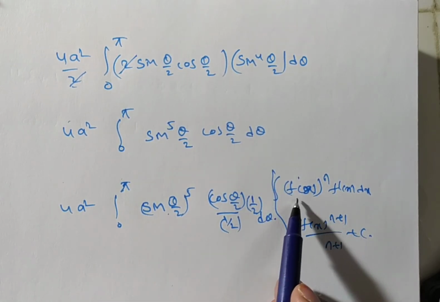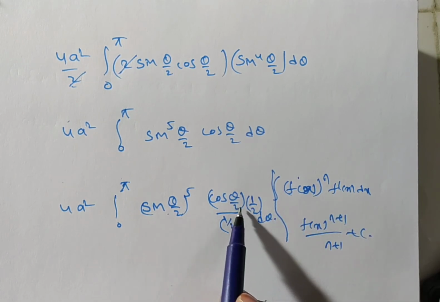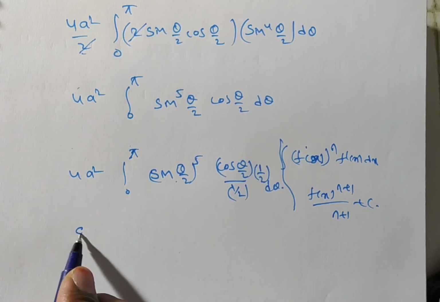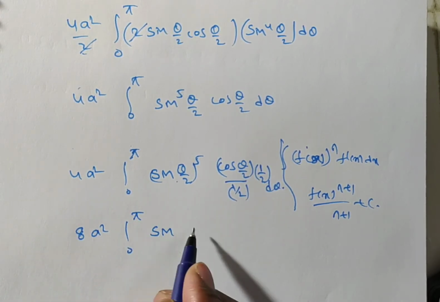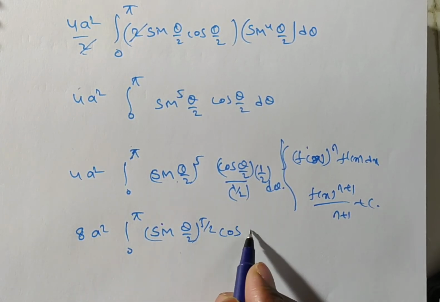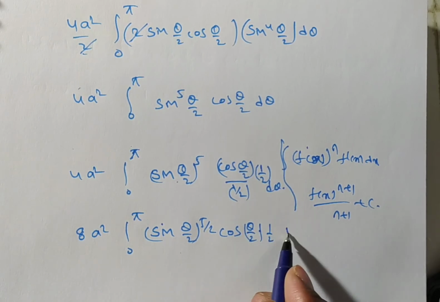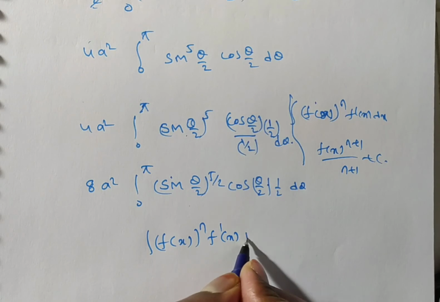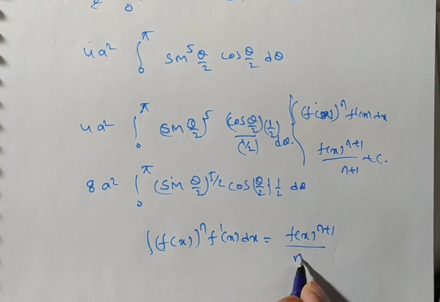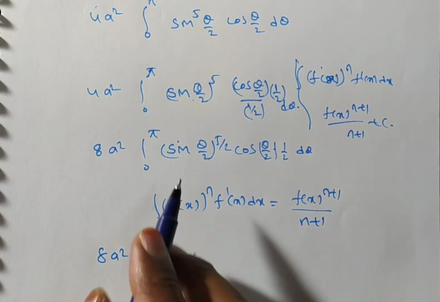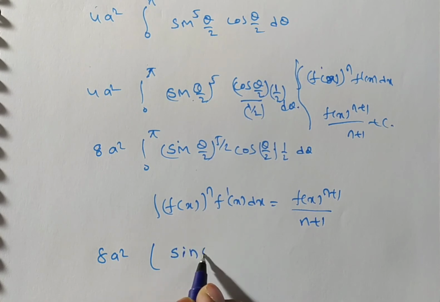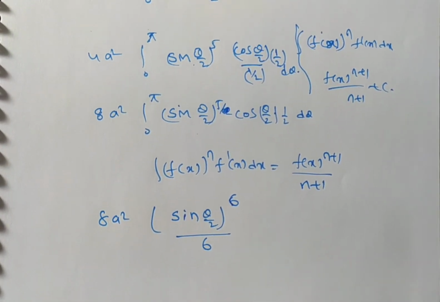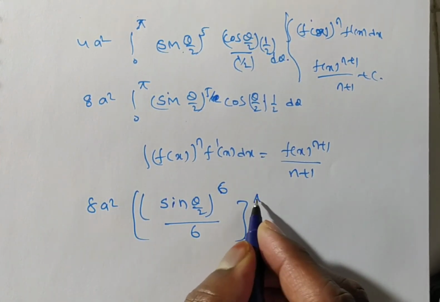Now this is in the form of integral of f of x to the power n into f dash of x, meaning the bracket derivative is beside. Then you can write bracket power plus 1 by power plus 1. First I will write, you see this 1 by 2 will become a 2. So 8a square integral from 0 to pi sin theta by 2 whole to the power of 5 into cos theta by 2 into 1 by 2 we have. Yes or no? Into d theta. Now I can apply the formula: integral f of x whole to the power of n into f dash of x dx is equal to f of x to the power n plus 1 by n plus 1. That's it. So 8a square into sin theta by 2 to the power, 5 plus 1 is 6, by 6. Now the limits are 0 to pi.